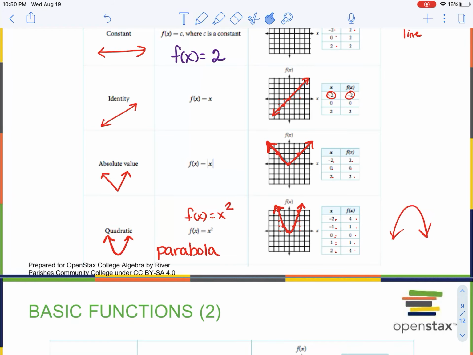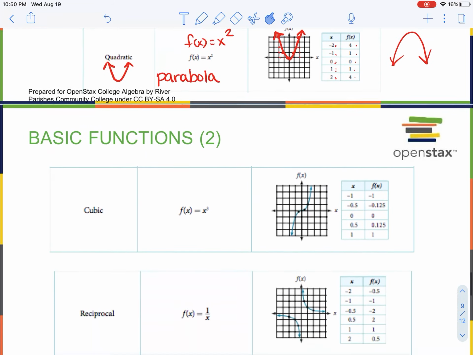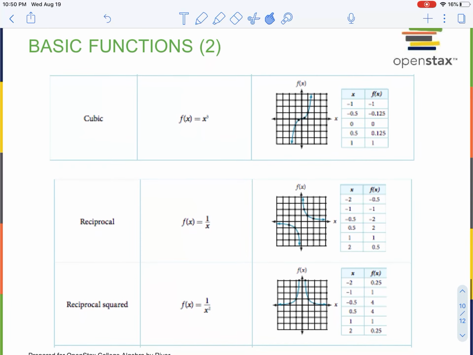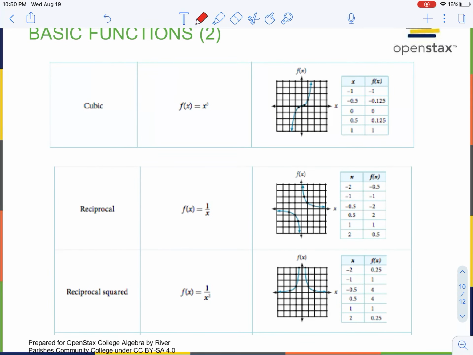Parabola. All right, so there are more. Next we have a cubic. A cubic is, again, I'm not sure if you can see this, when you cube your variable. So if you look, we've got the numbers -1, -0.5, 0, 0.5, and 1 that we plugged in.